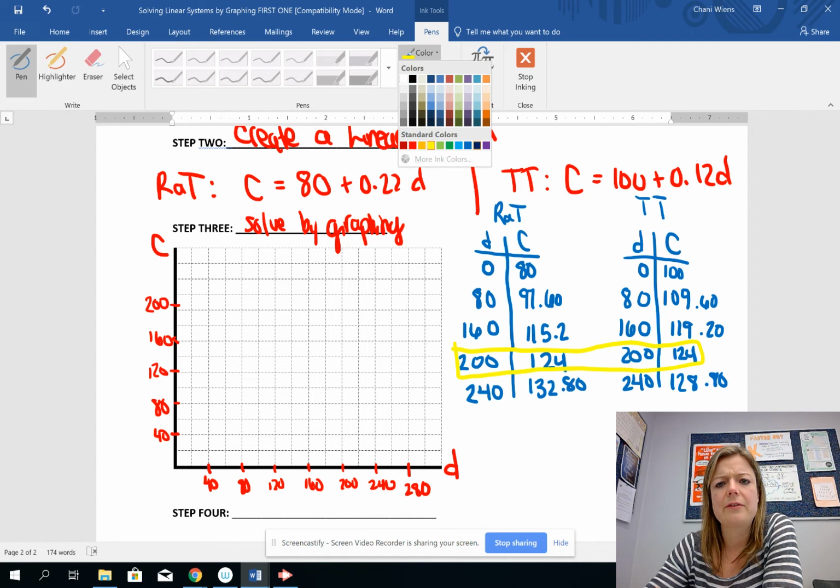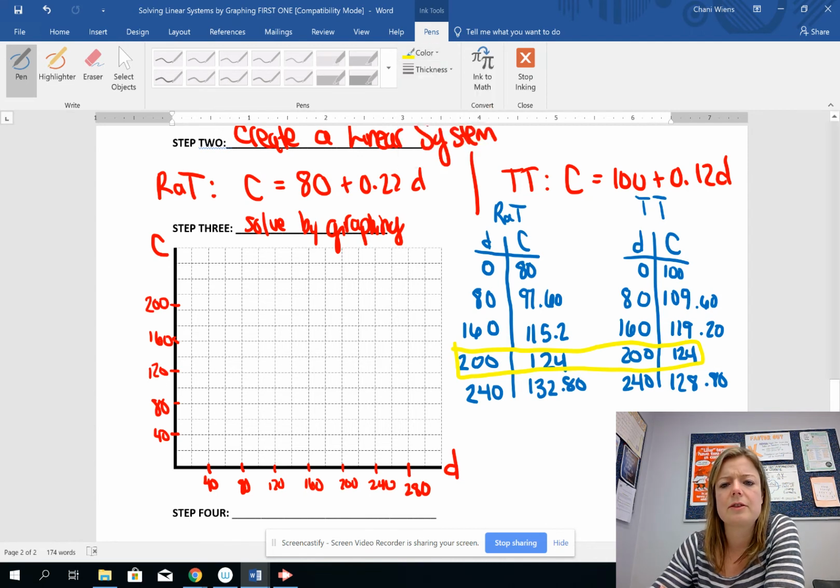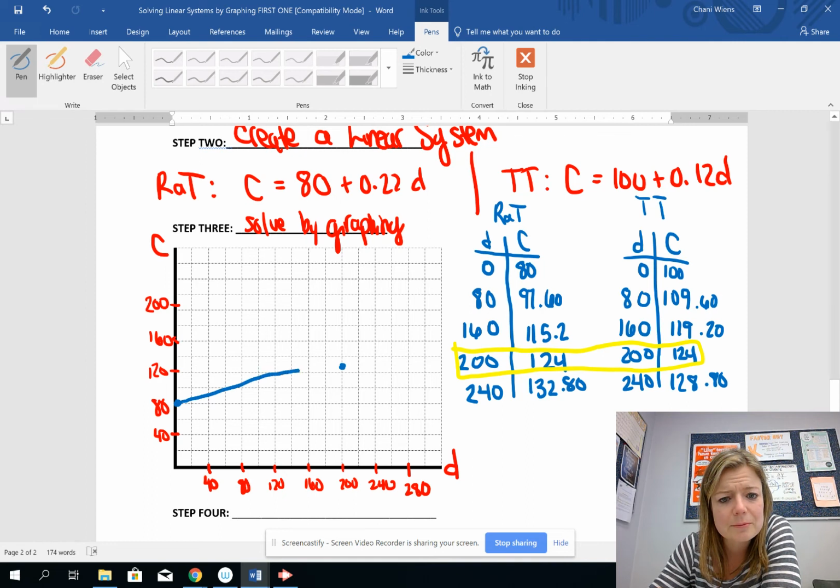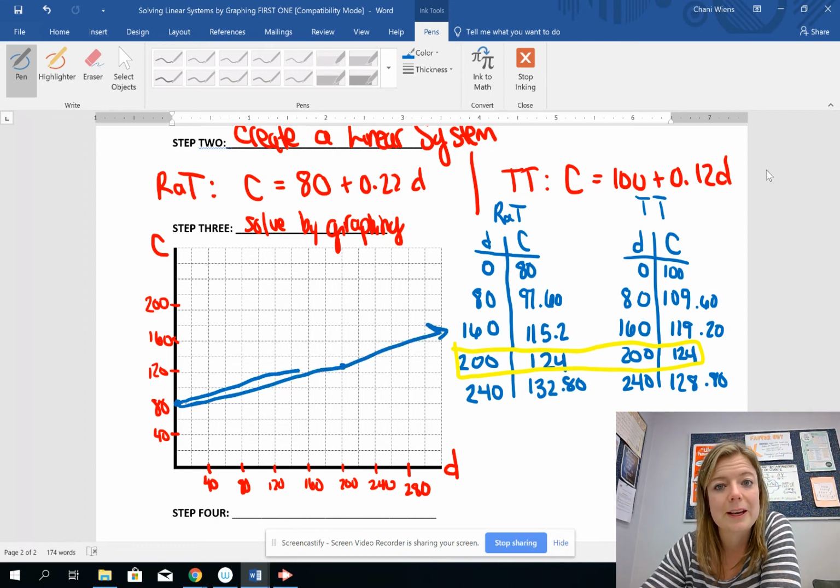So let's go ahead and graph these. Let's do Rent-A-Truck first. It starts at $80. It's a little hard to show all these coordinates, so I'm just going to go right to 200 and try to do 124. Here's 120, so about a quarter of the way up is 124. It starts at 80. Again, you should use a ruler to do this. Oh boy, that's awful. There, that's better. A ruler will make a big difference.